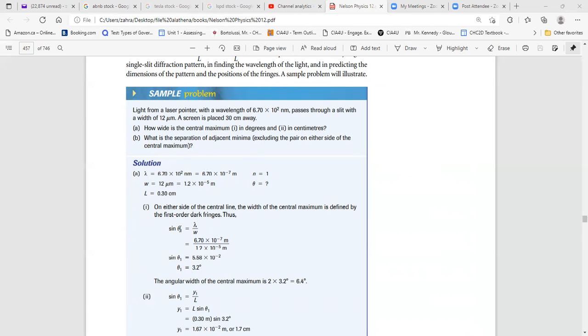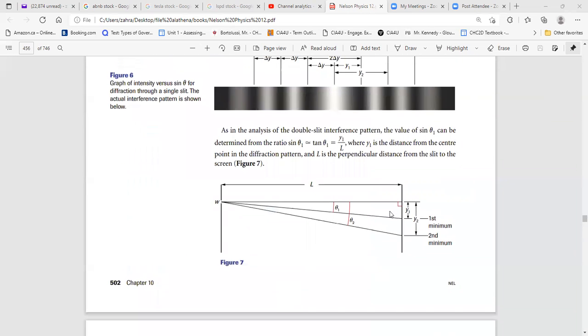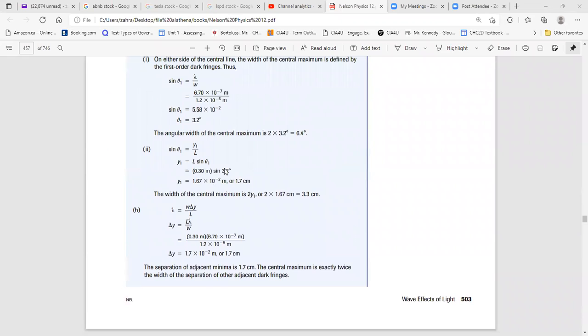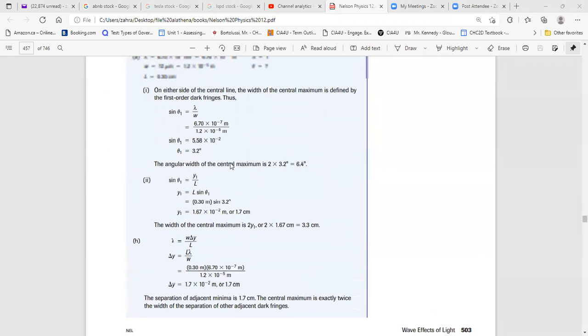In degrees, we know sine theta is lambda over W, and you rearrange it for theta, which is 3.2, but this is half of the angle, so you need to multiply by 2. The thing is that when you're talking about how wide it is, it's from here to here, right? So you need this angle, which is twice your theta, or if you find this length, you need to make it twice. So you multiply by 2.